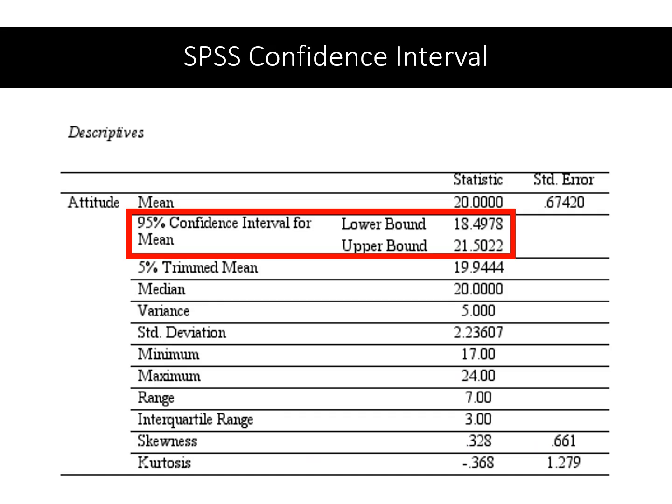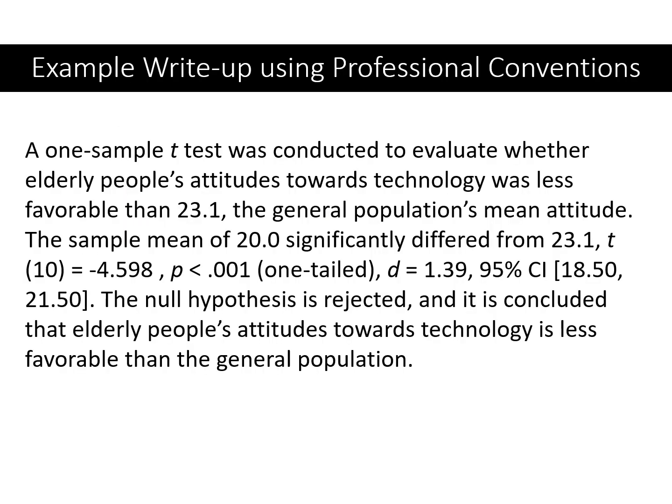This is our SPSS output, and we can see our 95% confidence interval. And this does now show us that the lower and upper bounds are 18.50 and 21.50 if we round. Now we have everything we need to write APA results for a single or one sample t-test.